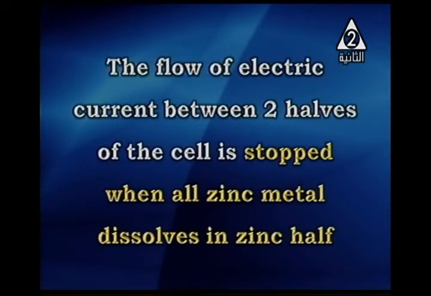Again, the flow of electric charge, or electric current, between the two halves of this cell is stopped when all the zinc metal dissolves in the zinc half. Why? Because the zinc is eroded. Eroded means it is finished from the reaction between zinc and zinc sulfate, so it is dissolved. After that, we have no zinc rod, so we have no reaction and no electric energy. So the flow of electric current between the two halves of the cell stops when all the zinc metal dissolves in the zinc half.